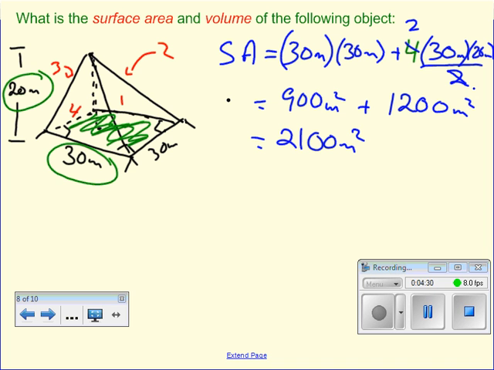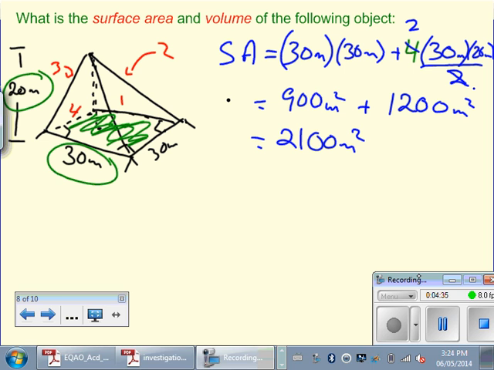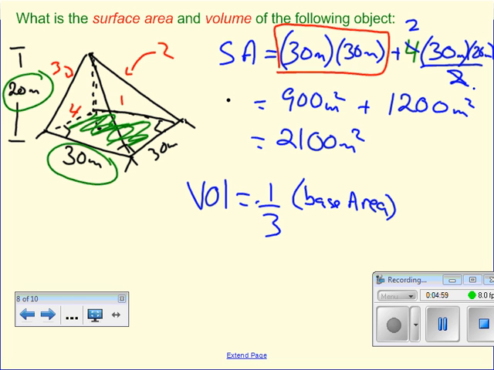Now, what about volume? Volume is a little different. As we saw before, the volume is going to be equal to 1/3 my base area, which is actually this right here, the area of the base. So this green and red area, that's my base. So my base area times my height.